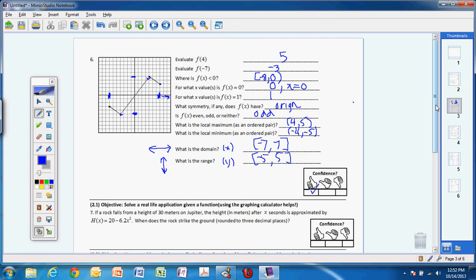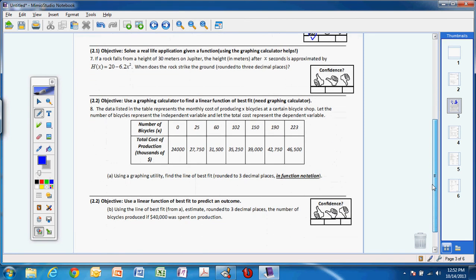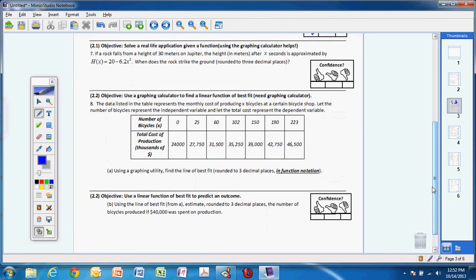Now moving on, so that's all we have to do for number 6. The last couple on this page have to do with graphing calculators. So for number 7, you don't have to do this on the graphing calculator, but it makes it a whole lot easier. On the flip side, for number 8, you're going to have to use a graphing calculator for these to be most accurate. But starting off on number 7, if a rock falls from a height of 30 meters on Jupiter, the height in meters after x seconds is approximated by the given function. And we want to know, when does the rock strike the ground?